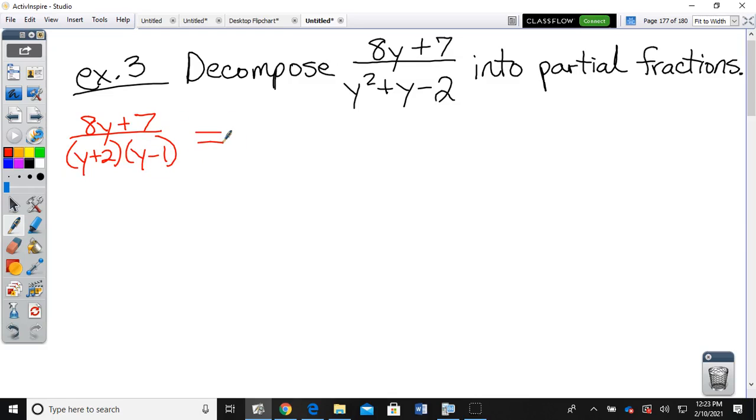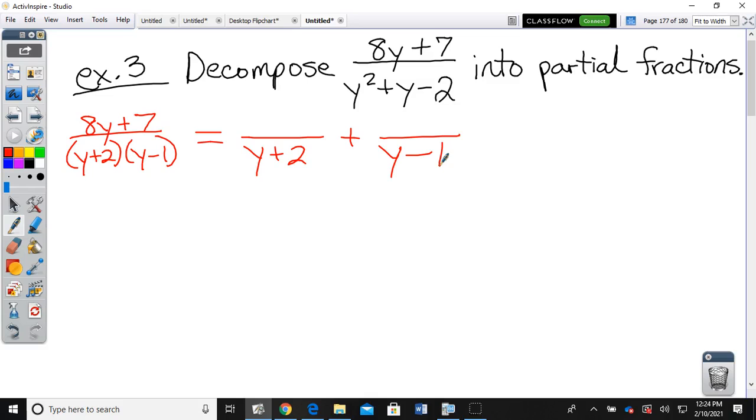Okay? I factored the bottom. These are the denominators of my two fractions, so I'm just going to write them down: y plus 2 plus something over y minus 1. Now, do we know the numerators right now as we're talking? No. That's what we're looking for.